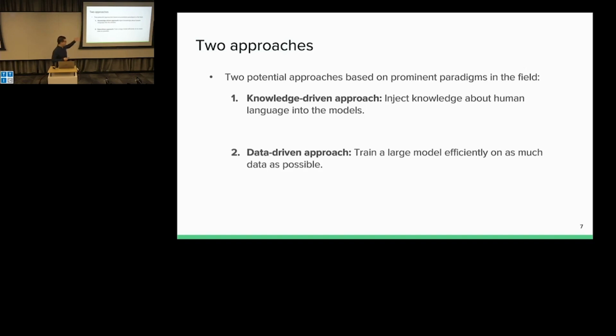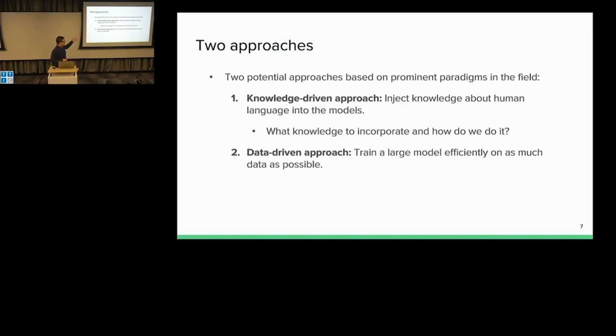And the alternative, of course, is just to take a fully data-driven approach where we train a model that's as large as possible and do it efficiently so we can train it on as much data as possible. And the hope here is that by having a lot of data to train on, we would capture all the more underrepresented forms of language.